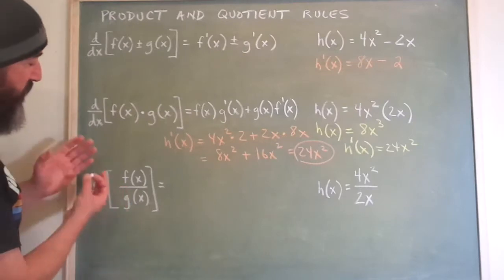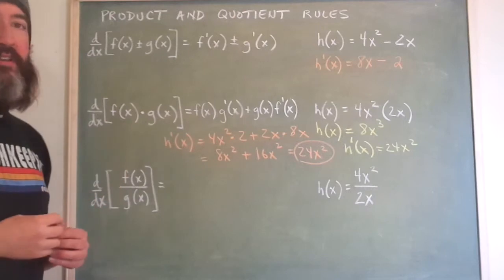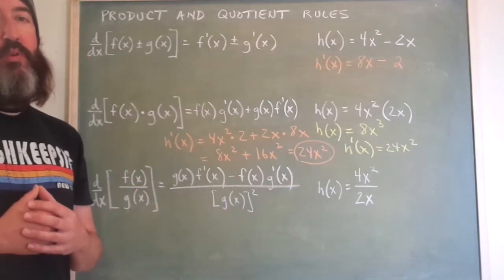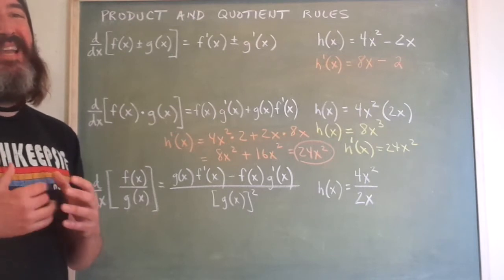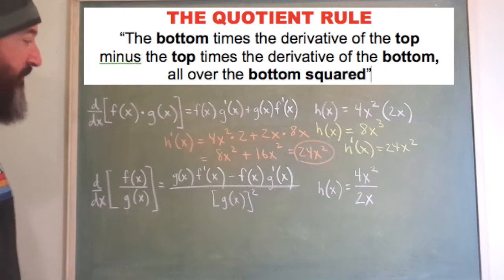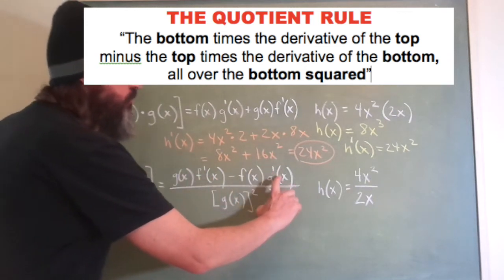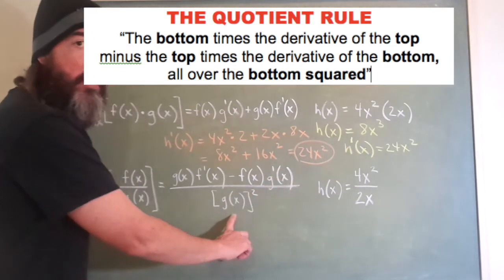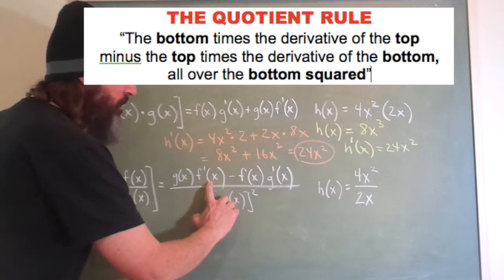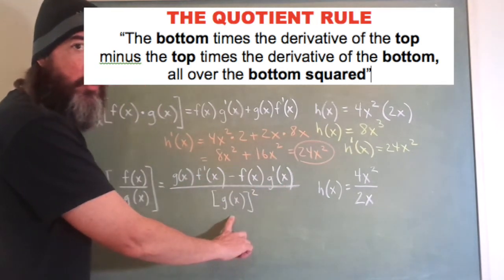Likewise, getting the derivative of a quotient is not quite as simple as getting the derivative of a sum or difference. Again, you could write this quotient rule formula in your notebook, but I would really rather you just memorize the way we say it. F of x is on the top, g of x is on the bottom. The derivative is the bottom times the derivative of the top minus the top times the derivative of the bottom, all over the bottom squared. I'll say that again. It's the bottom times the derivative of the top minus the top times the derivative of the bottom, all over the bottom squared.